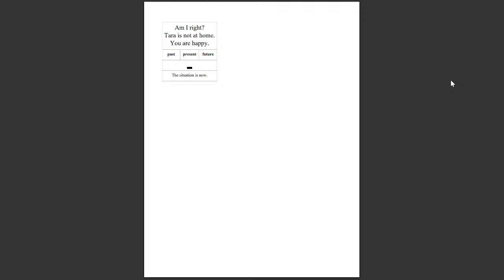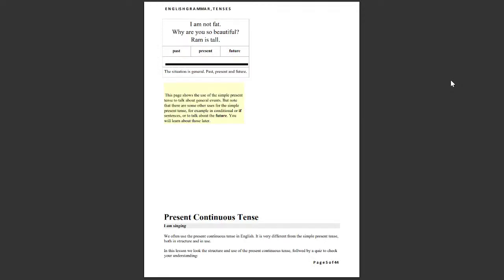Okay. The situation is all about the now. That is a present tense. Okay. That's happening right away. And "I'm not fat. Why are you so beautiful? Ram is tall." See, this sentence is like past, present and future.